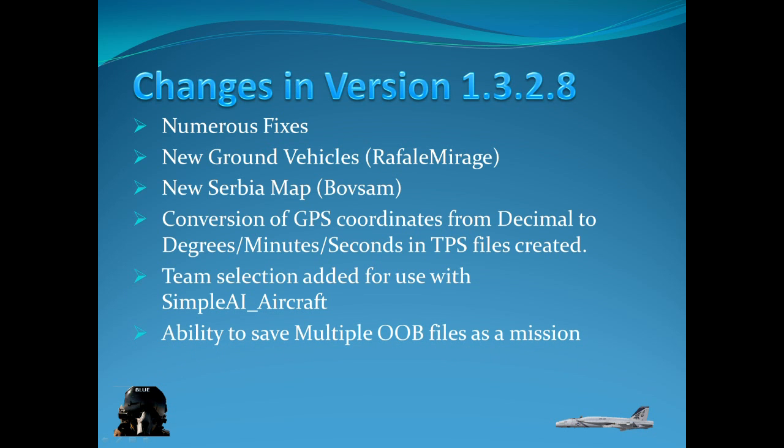You have the ability to save multiple OOB files as a mission. That is huge. So if you've used the CCP before, now you can create boats and multiple sets of boats, multiple sets of ground convoy, multiple sets of airplanes, and you can take all these together and save it as a mission. And therefore, next time you launch, you can load the whole mission at once instead of having to reload each individual section. It's a huge time saver, and it's fantastic.